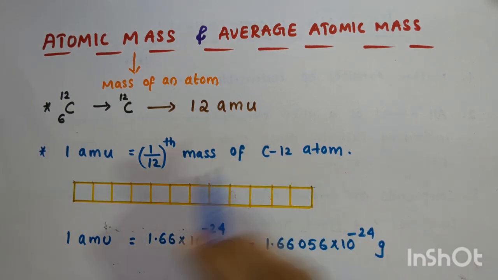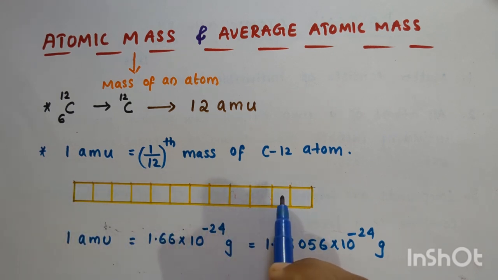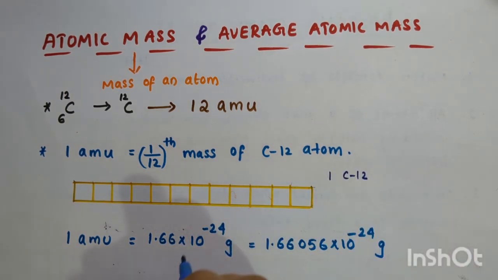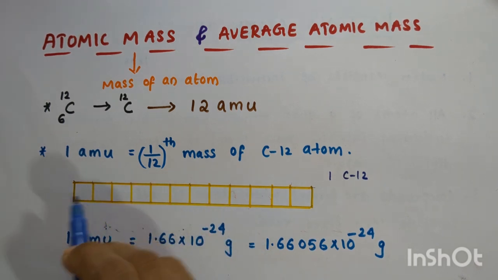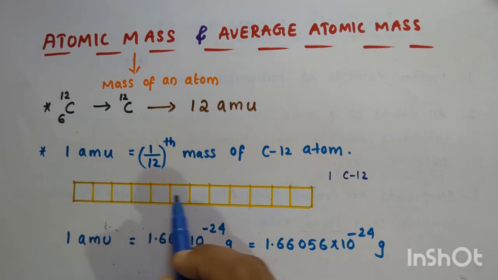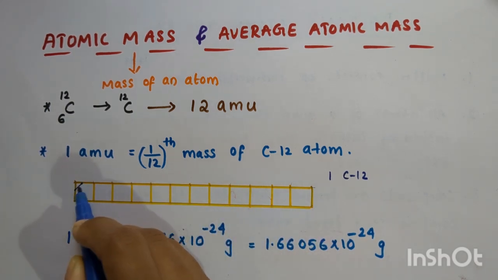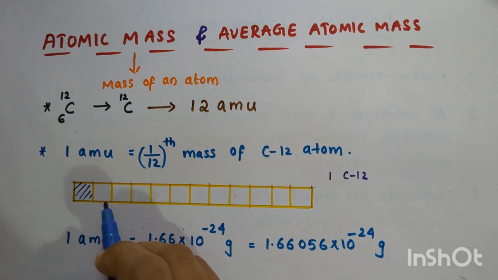Suppose the whole part from this end to this end is one carbon 12 atom. Now, if we divide this into 12 equal parts, 1, 2, 3, 4, 5, 6, up to 12 equal parts, then the mass of one part of this carbon 12 atom will be 1 AMU.